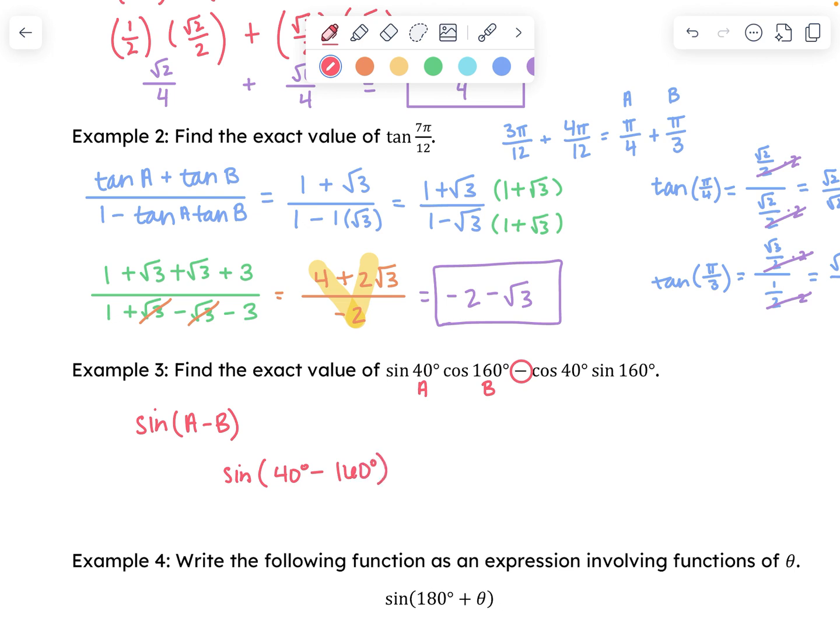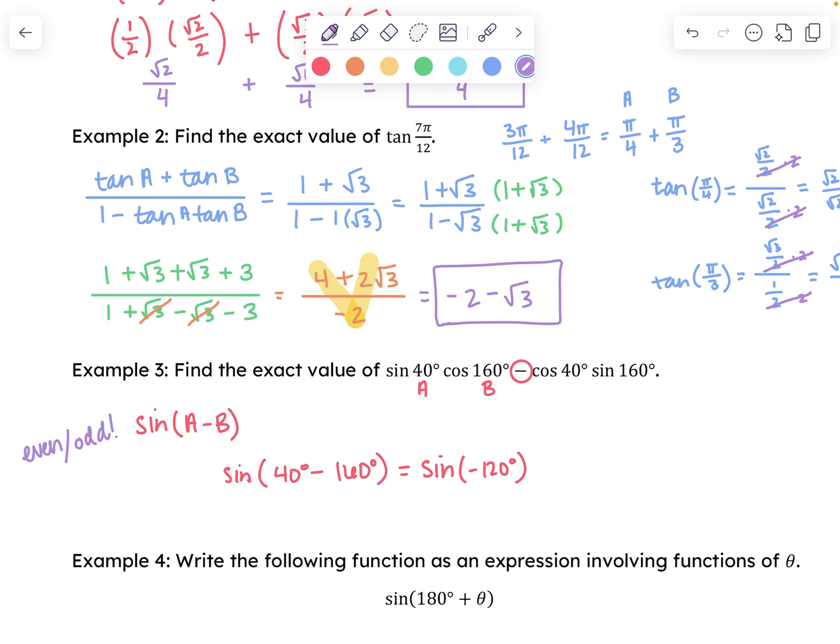Now, when I actually subtract those, I get the sine of negative 120 degrees. And negative 120 degrees actually isn't on my unit circle. But we do have some other identities that are going to be helpful here. If you remember, we can use our even-odd identities.